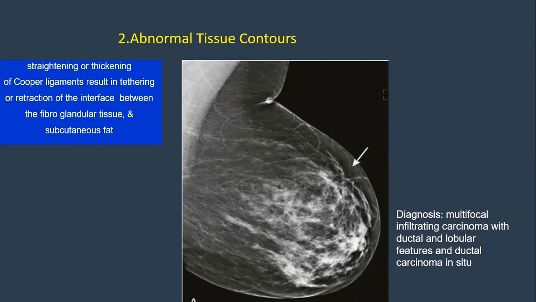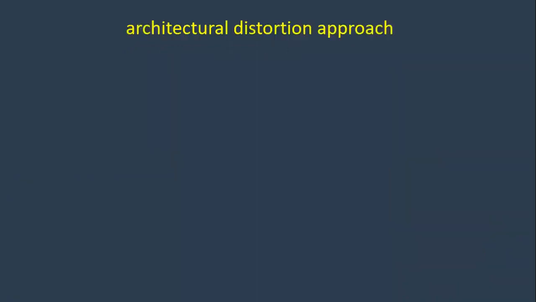And in this case, it was multifocal. This is the same as you have seen in the spot magnification view for her, of multifocal mixed ductal and lobular with DCIS. So how could we approach the architectural distortion? Any suggestion? Now we know what the architectural distortion is. We have seen the architectural distortion. How could we approach it on mammography?